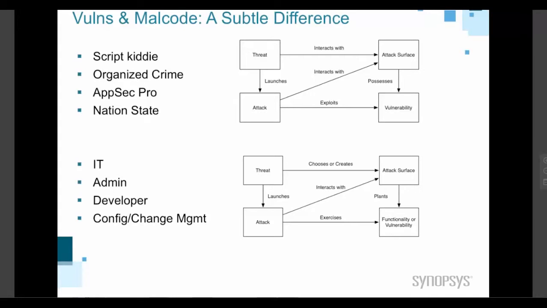So the subtle difference with malicious code is that the threat is now the IT admin, developer, or change management person like we were just talking about, but they have the unique ability to create an attack surface. They manage and maintain, let's say, a website, and they are creating vulnerabilities or functionality within an application. So they're planting it within it. And then at a later point in time, they are launching the attack that they have created, or exercising that attack. So the important subtle point in this slide and between these two images is the verbs of the interactions between these entities.